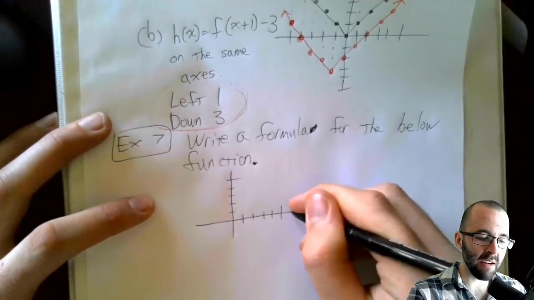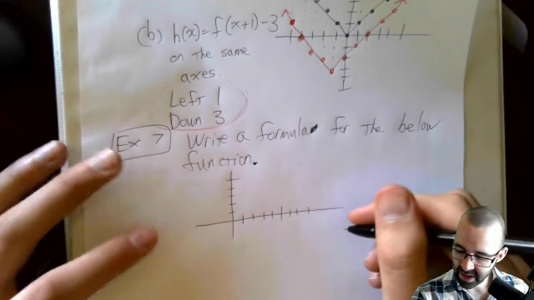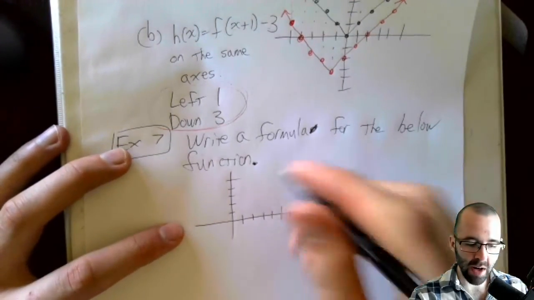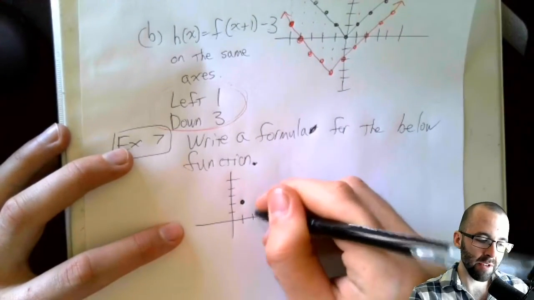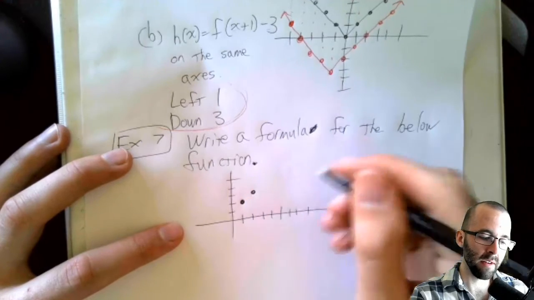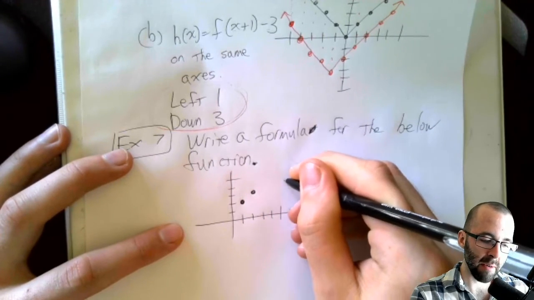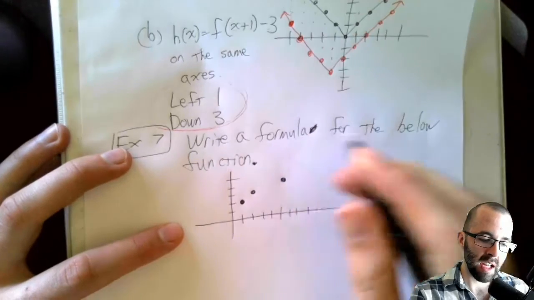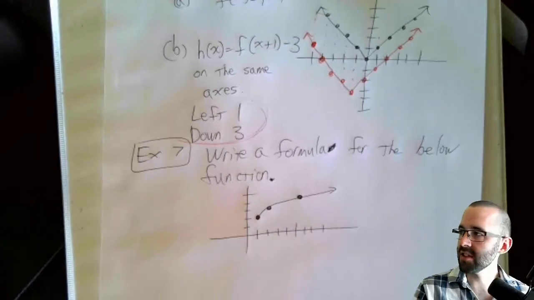So now I'm going to give you a graph, and you're going to give me the formula for it. Let's say we start at 1, 2. And then we go to 2, 3. And then 5, 4. We keep on going like this. The function looks like this.